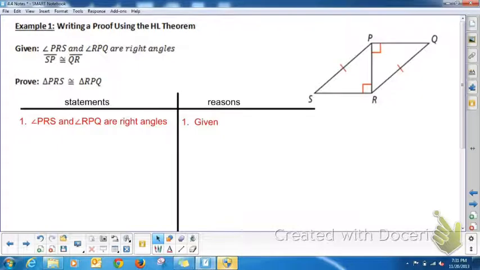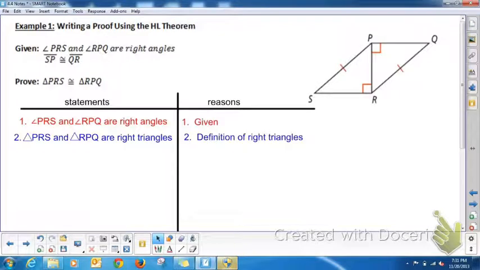So the first thing that we said was we knew that these are right angles. That was given. Therefore, we can say that we know these two triangles are right triangles, because that's the definition of right triangles. It's a triangle that has a 90-degree angle. We learned that back in chapter 1. A right triangle is a triangle that has a 90-degree angle. The next thing that we said we knew were that SP and QR were congruent. That was given to us. And we said SP and QR, remember that's the hypotenuse.